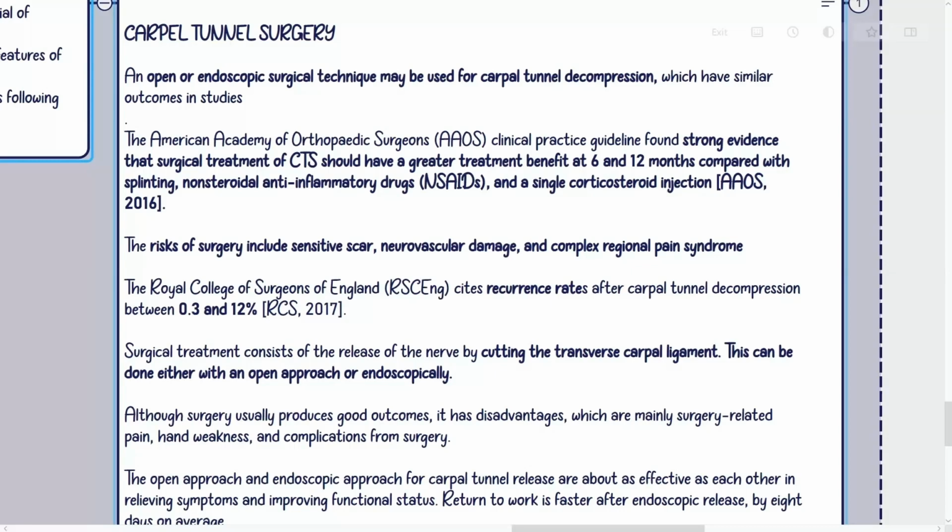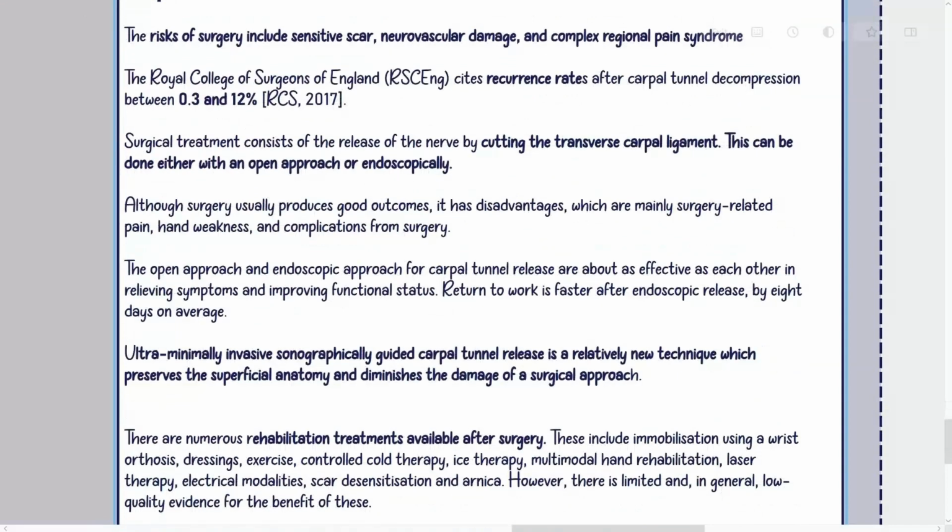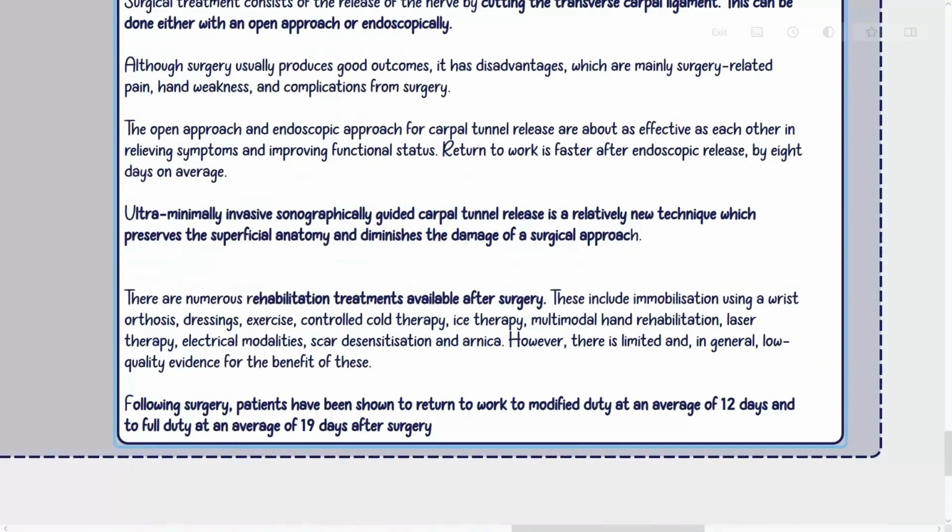The risks of surgery include sensitive scar, neurovascular damage, and complex regional pain syndrome. The Royal College of Surgeons of England cites recurrence rates after carpal tunnel decompression between 0.3% and 12%. Surgical treatment consists of the release of the nerve by cutting the transverse carpal ligament. This can be done either with an open approach or endoscopically. Although surgery usually produces good outcomes, it has disadvantages, which are mainly surgery-related pain, hand weakness, and complications from surgery.